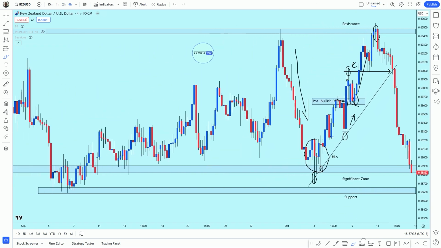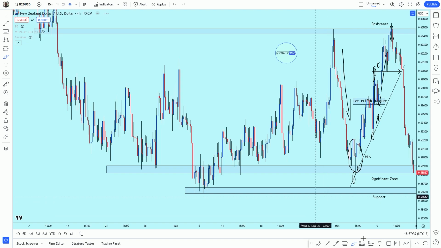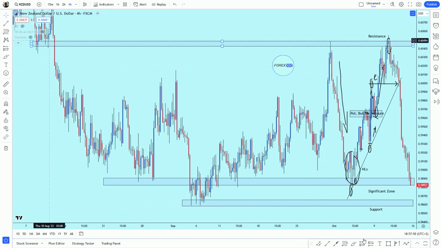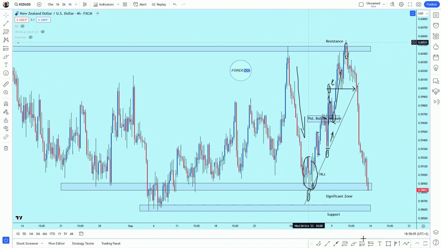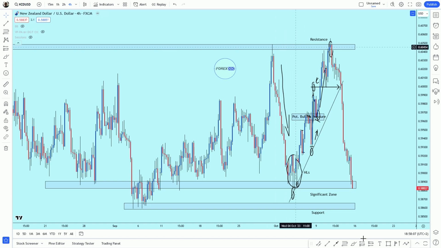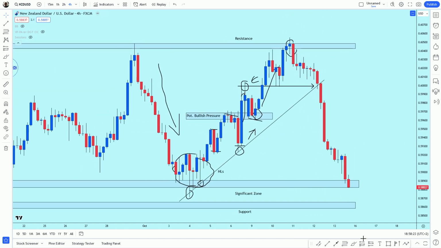Also, it's easier to see this resistance zone on a 4-hour time frame, where we can clearly see that this zone here acted as a support, then price broke it and retested here. So we have this significant zone, but I call it resistance because of this previous high here, and as you can see, price tested this high and failed to break it. Even on a 4-hour time frame, we can see this massive bearish candlestick here. It was a clear indication that bears are taking the control.